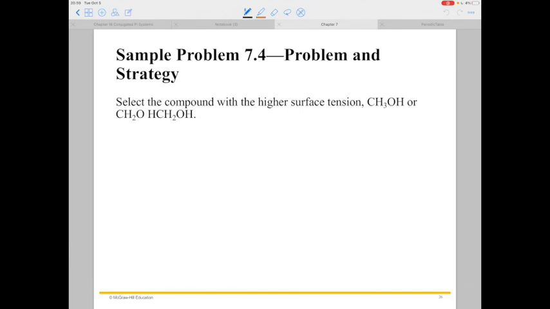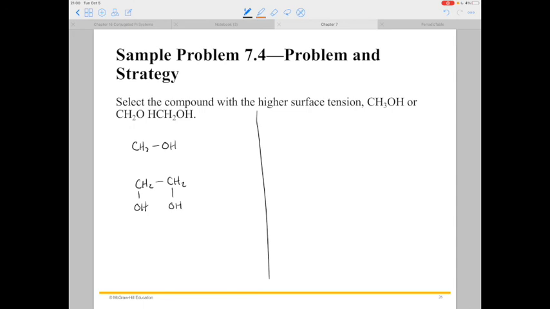Okay, so these are the types of problems that we're going to encounter. Given the structure of two molecules here, we want to figure out which one has a higher surface tension. Let me draw these out real quick. This is CH3OH, and then this one is CH2OH, CH2OH. Okay, so which one has a higher surface tension?